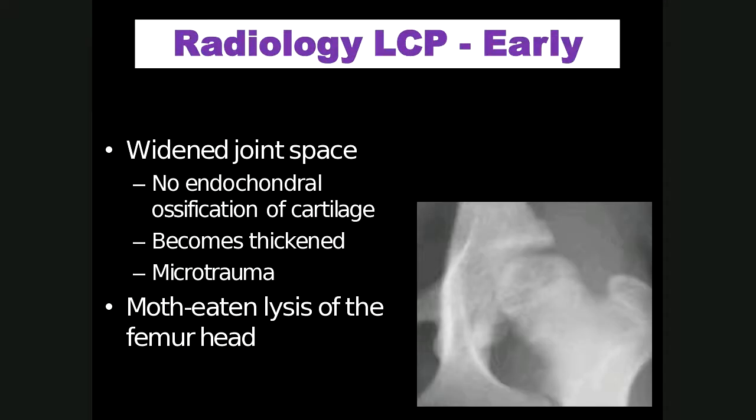With early LCP, one will visualize a widened joint space. This is because of the thickened cartilage that keeps growing, and there's no endochondral ossification of it that can take place. And this cartilage is also prone to microtrauma. And the result is moth-eaten lysis of the femur head. So in this example, there is a widened joint space, and this femur head or the epiphysis has a mottled radiolucent moth-eaten appearance with some irregularity.